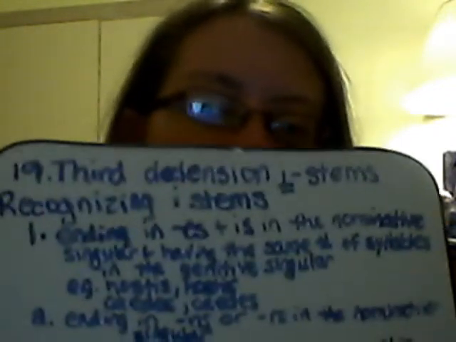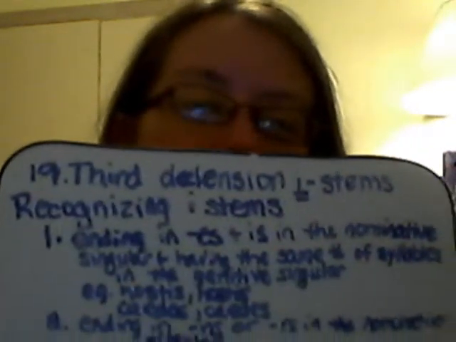Okay, we're on chapter 9 of Jenney's First Year Latin. We're going to be discussing third declension I-stems. Before we can decline them, we first need to be able to recognize them. So here's our chart. It is on page 86 if you have a book: recognizing I-stems.